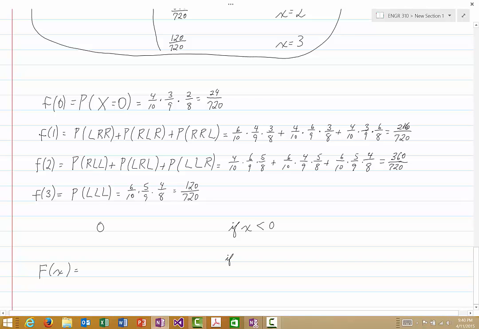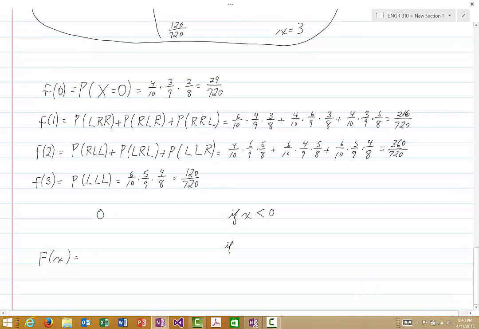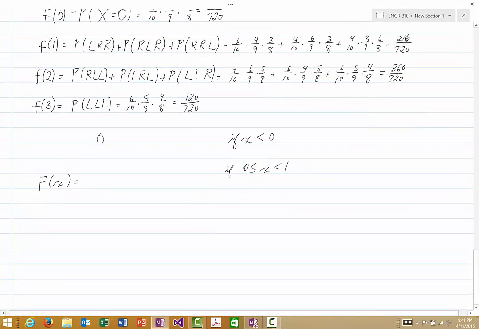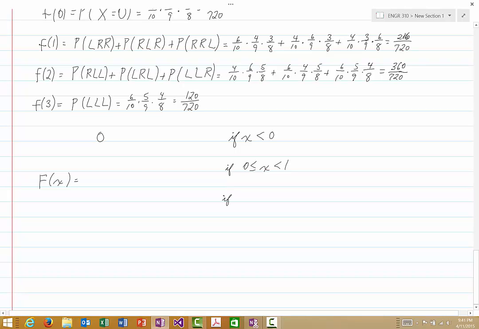Now, the next case to consider is 0 less than or equal to little x less than 1. And then let's go ahead and write out the other cases. If 1 is less than or equal to little x less than 2. If 2 is less than or equal to little x less than 3. And then finally, if 3 is less than or equal to little x. And now we need to figure out each one of these.